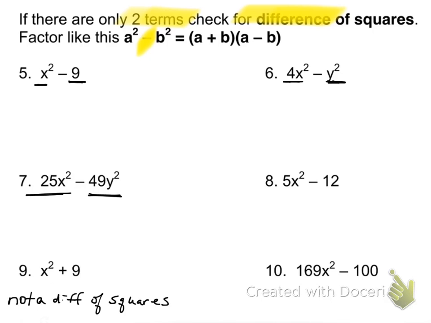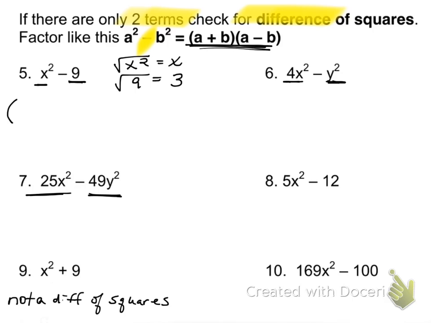In order to be a difference of squares, there's another criteria it has to meet. You have to be able to take the square root of each of the first element and the second element. Well, the square root of x squared is equal to x, and the square root of 9 is equal to 3. So, in other words, when I factor it, I use this formula right here, a plus b, a minus b.